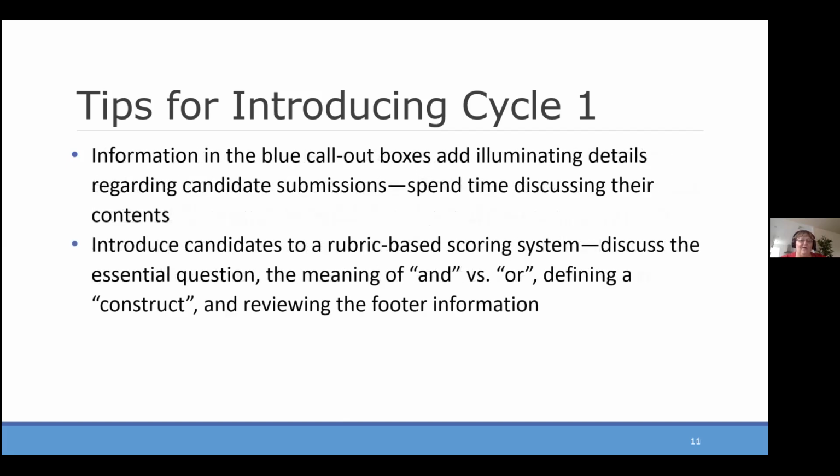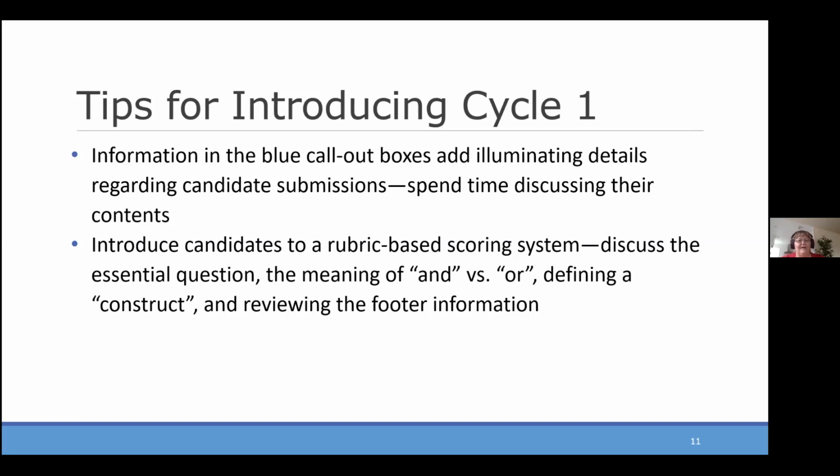As I mentioned before, there are blue call-out boxes, or there might be green, throughout the assessment cycle pages. And these add illuminating details. It really does help candidates to, I always say, put clothing on the mannequin model. It helps them understand in real life terms. So spend some time discussing those contents as you walk through the cycle with them initially.